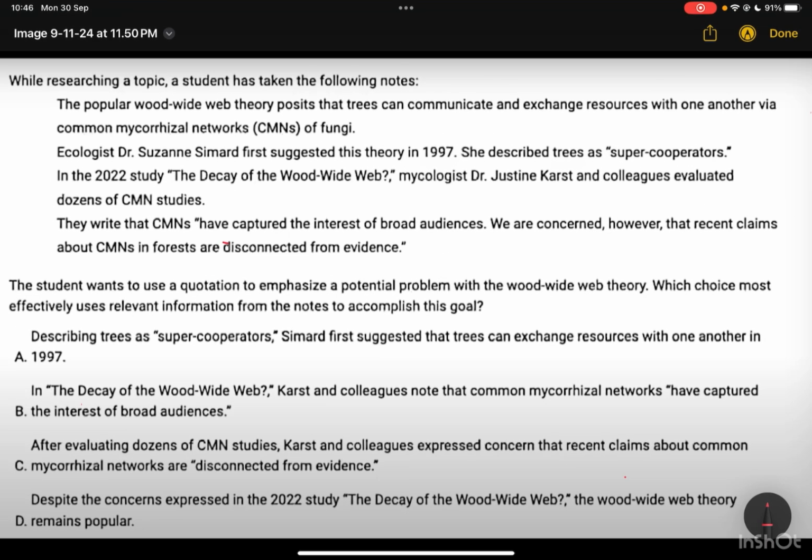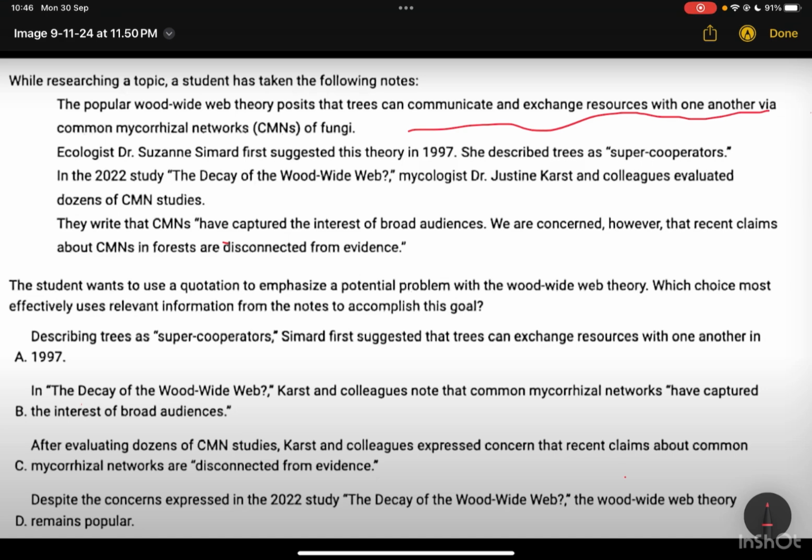Okay, so let's move on with another final reading question, in the latter part of the reading, which is like the 27. While researching a topic, the student has taken the following notes. Let's skim through this excerpt. The popular World Wide Web theory posits that trees can communicate and exchange resources with one another via systems of fungi.